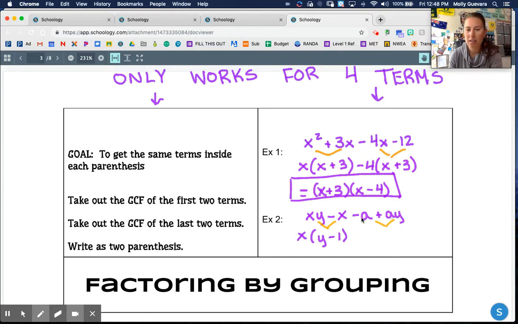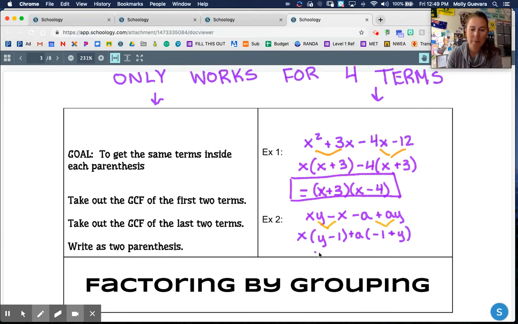Okay, here I have a negative a, but then a positive ay. So I'm going to take out an a, right, because I have an a in both. And I'm left with negative 1 plus y. So looking at this, it doesn't look like my parentheses are equal, right? But if we dig deeper, this is y minus 1, this is negative 1 plus y. It's like, well, that's not the same. But if we dig deeper, here I have a positive y, here I have a positive y, and here I have a negative 1, and here I have a negative 1. So even though they don't look the same, they are actually the same.